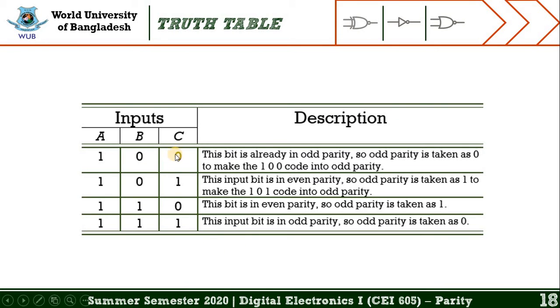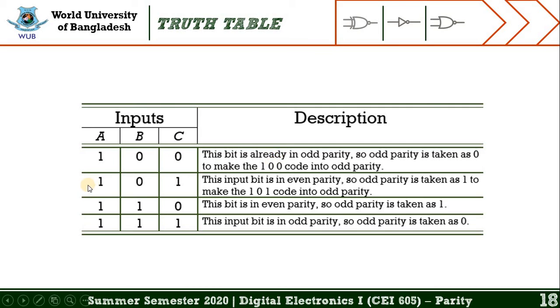The rest of the combinations of the inputs are represented in this slide. So let's start. The combination 1, 0, 0 means this bit is already in odd parity, so the parity bit is taken as 0 to make the 1, 0, 0 code into odd parity.